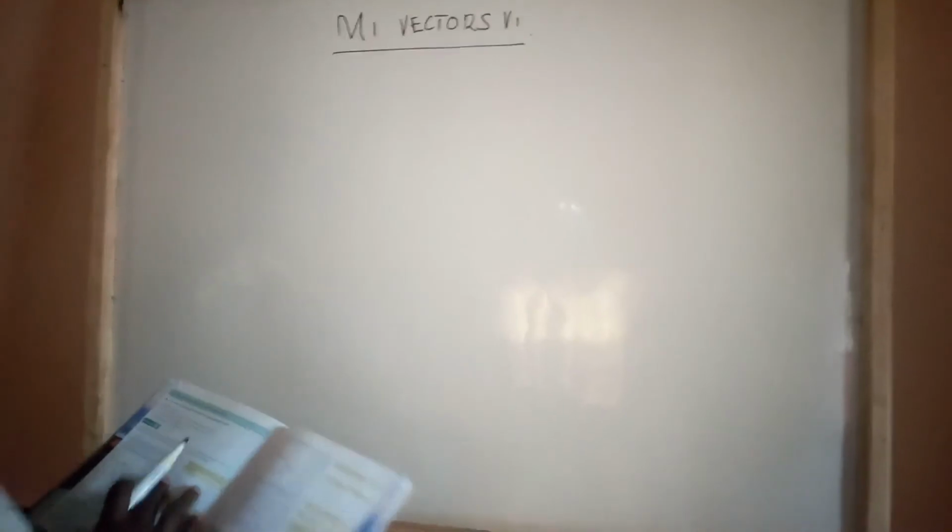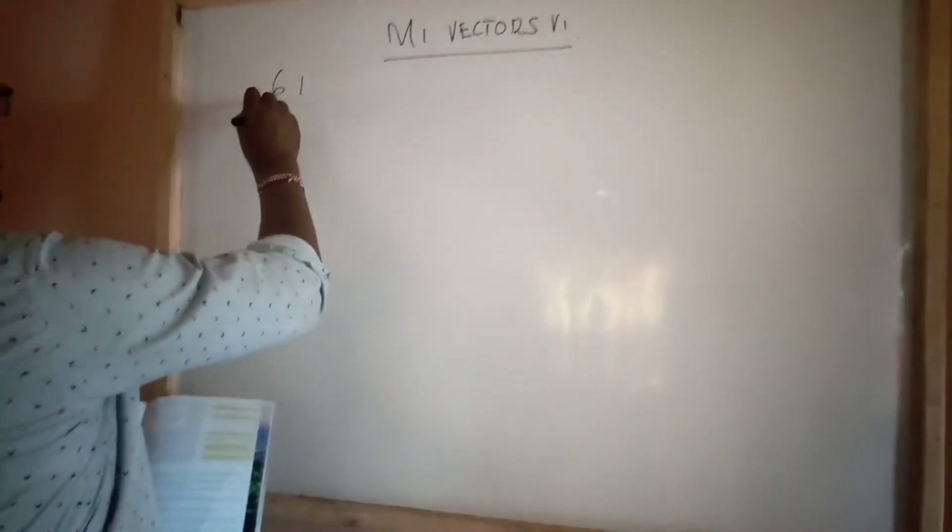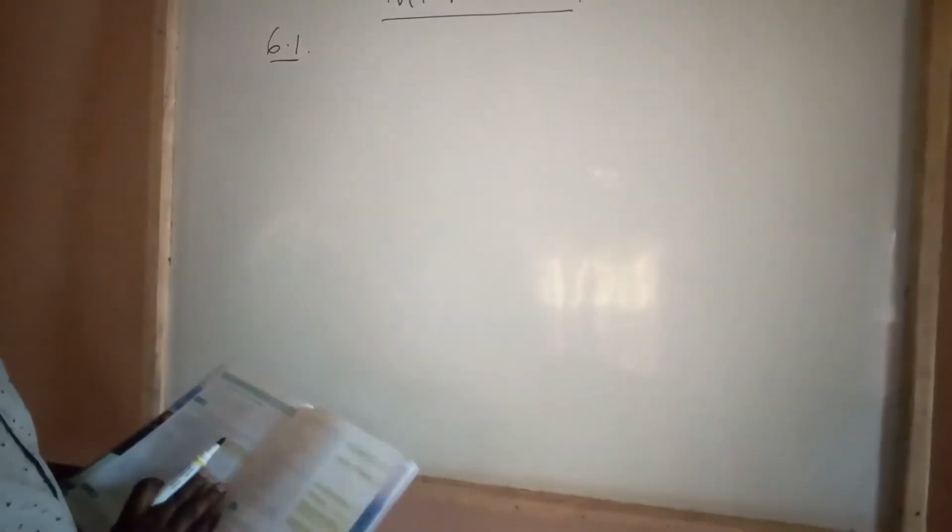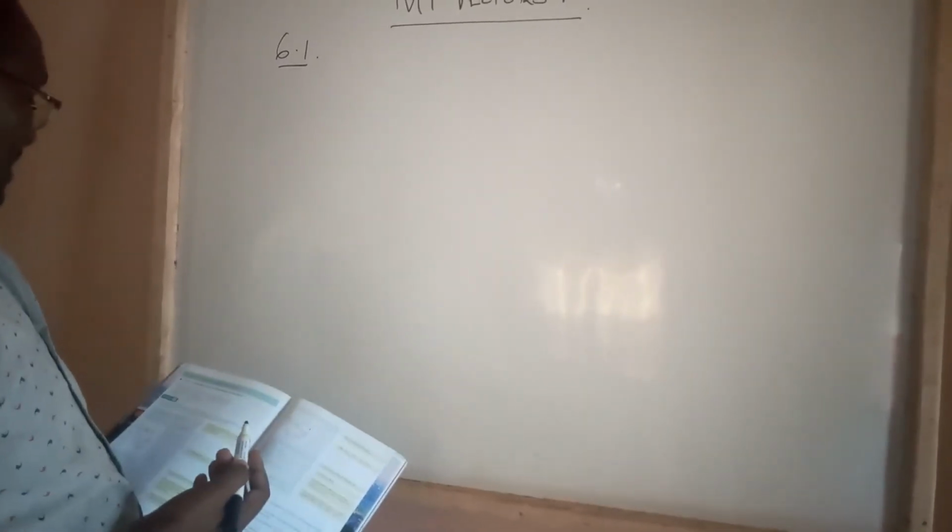Under 6.1 on page 133, we now get to understand what vectors are all about. At the top, we are told that a vector is a quantity which has both magnitude and direction. I hope you know some examples. This is not the first time you're hearing the word vector, but an example of a vector quantity is velocity, because velocity has magnitude, which is the speed, and of course direction.